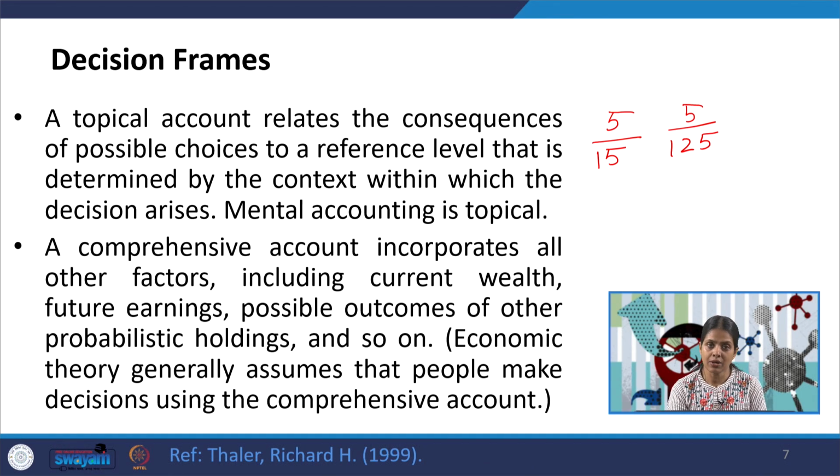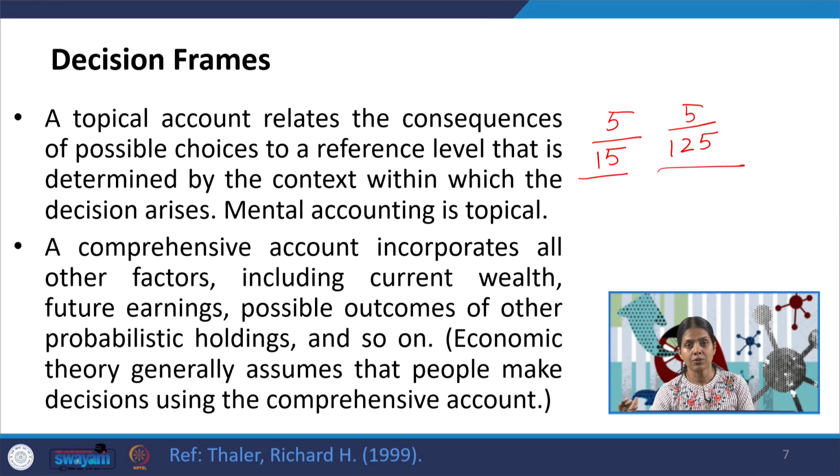A comprehensive account, that is the third account, incorporates all other factors including current wealth, future earnings, possible outcomes of other probabilistic holdings and so on. Economic theory generally assumes that people make decisions using the comprehensive account. That is, when I consider saving $5, then it does not matter whether the calculator costs $15 or $125.